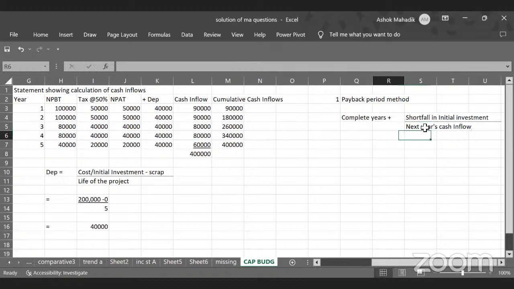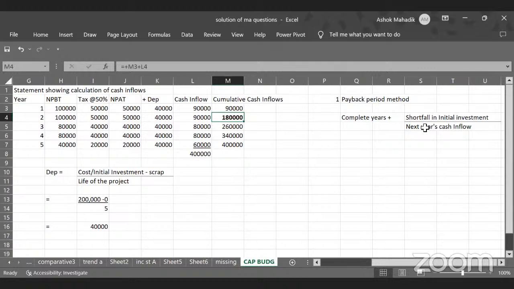Okay. Now, to solve this method, we have to go to the cumulative cash inflow column. Our initial investment is 2 lakh rupees. So we have to put a box against the amount which is closest to 2 lakh rupees. If you see in cumulative, we have 90,000, 1,80,000, 2,60,000 accordingly. So which is closest to 2 lakh? 1,80,000. So put a box around it. I'll just make it bold.